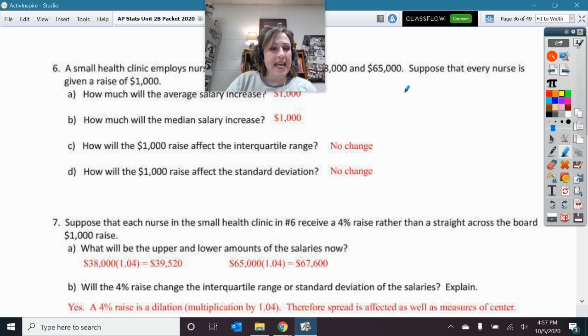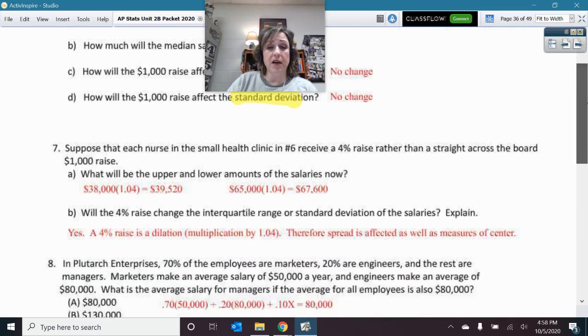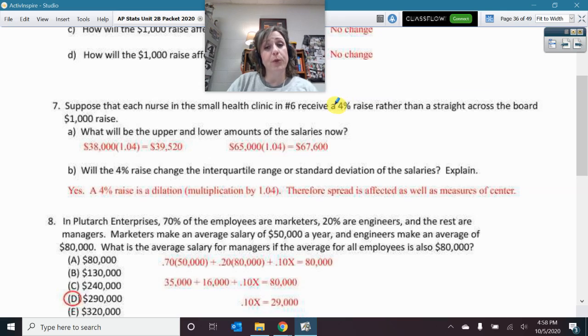Okay, moving on. Next, we had this health clinic. And so we were seeing how much things change when you have a raise of $1,000. So that's just a plus $1,000. So the average changes, the median changes, but the measures of spread, the IQR and the standard deviation, no change. But on the next one, when we had a 4% raise, rather than just that $1,000.